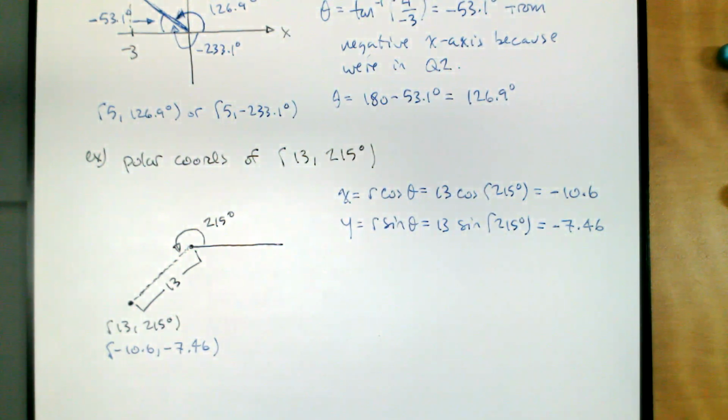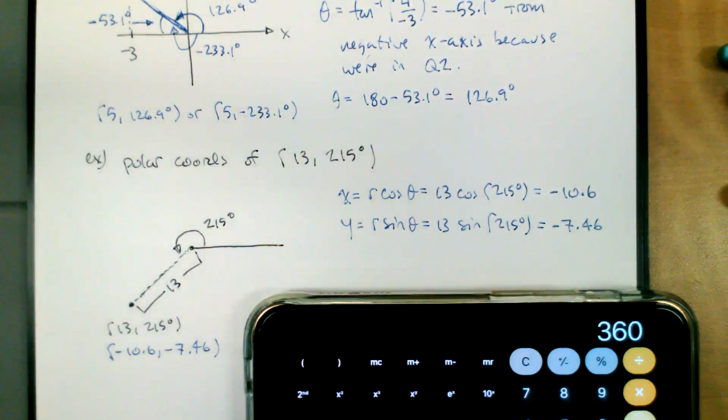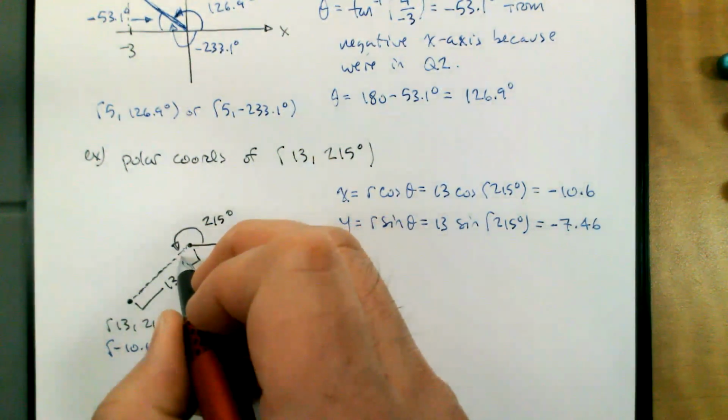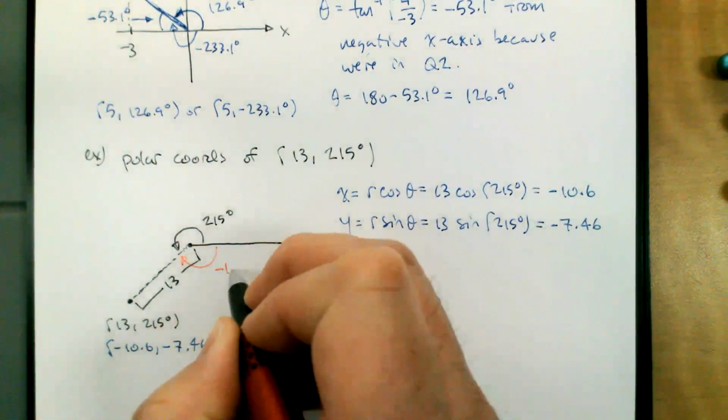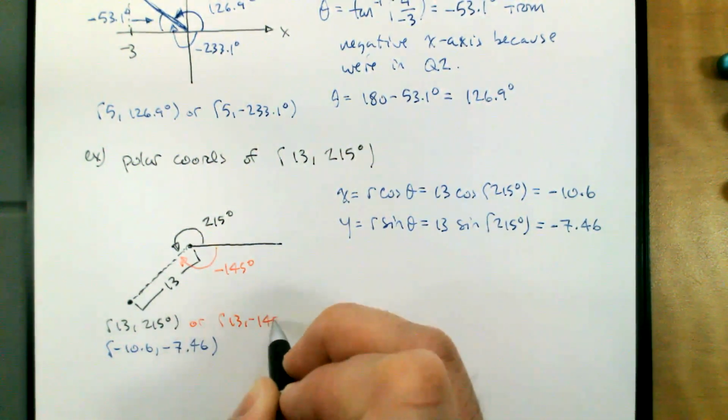Rectangular coordinates are not going to have multiple representations. We get the multiple representations for polar coordinates because one of the measurements is an angle. So if instead of 215, I measured this as a negative angle, so 360 minus 215, or better, I should say 215 minus 360, and I mark that angle as negative 145. So if instead of calling this 215, I said this is the point 13, negative 145.